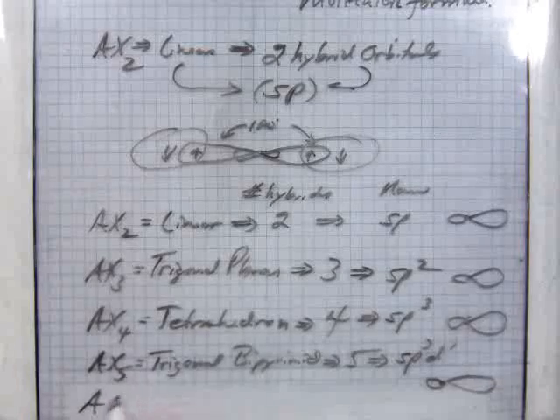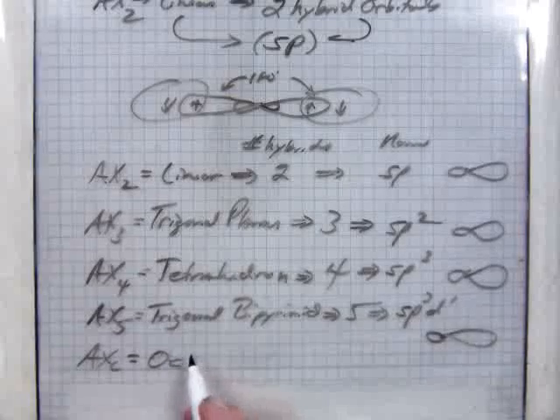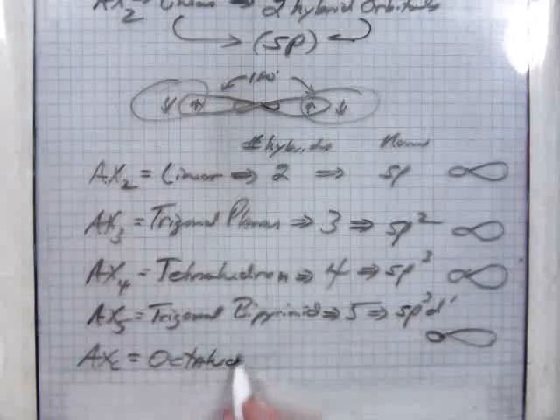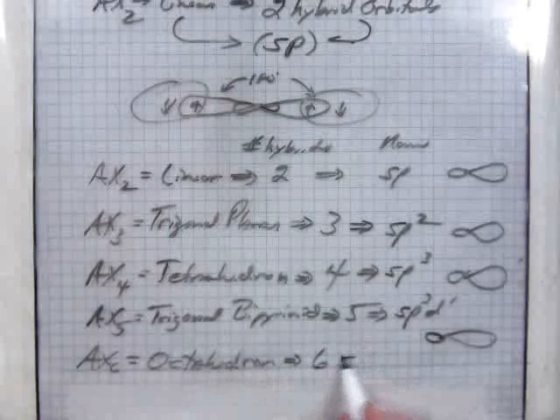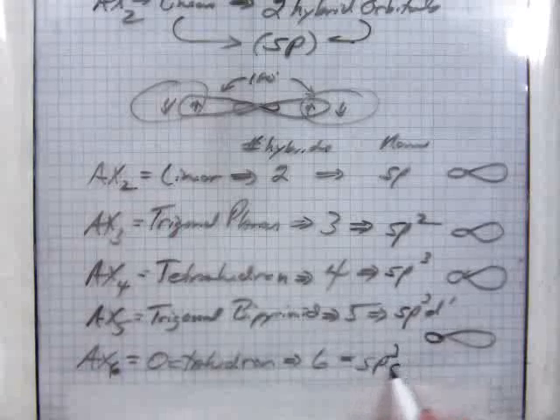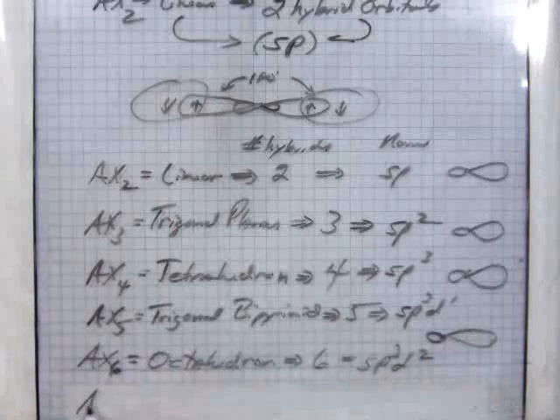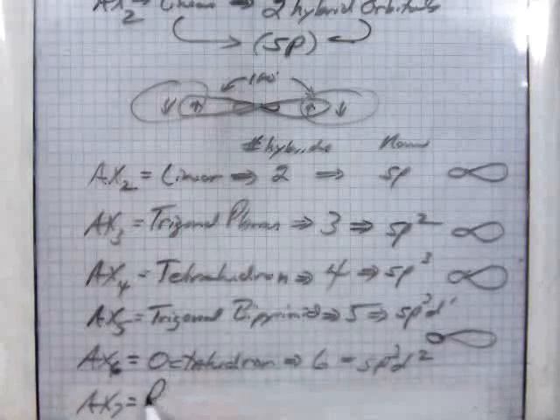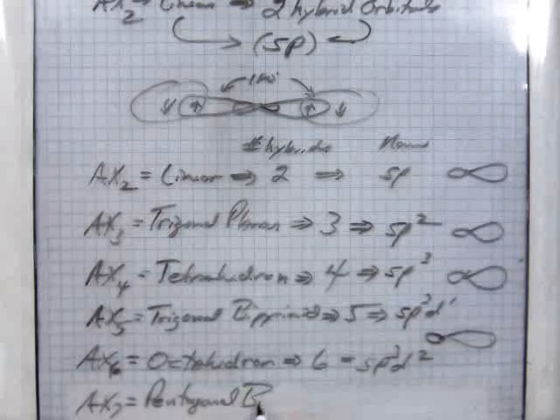And then, of course, the AX6 octahedral, or an octahedron, has six hybrids, AX6, and that's an sp3d2. We have to use two d orbitals. And again, there's an AX7 called a pentagonal bipyramid.